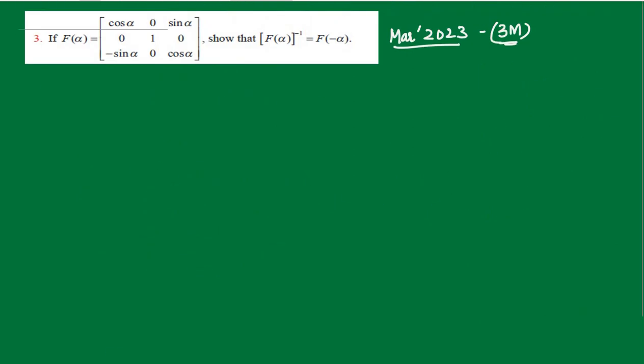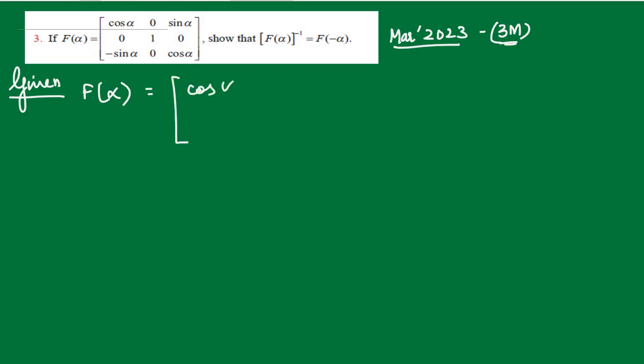Next question, if f of alpha is equal to the given matrix, show that f of alpha whole inverse is equal to f of minus alpha. It is a 2023 3-mark question. This problem we have seen already. We have to first take the RHS here. We will write what is given. Given f of alpha is the given matrix.